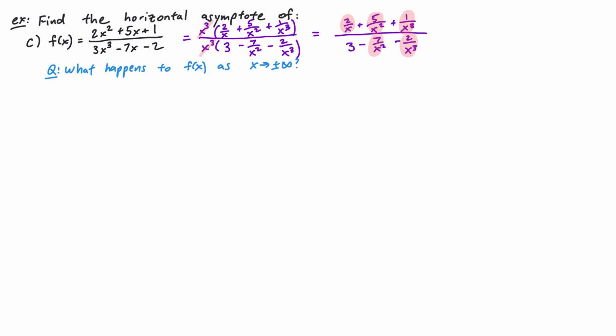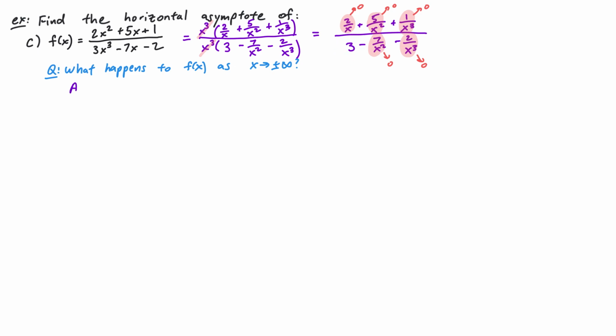As we plug in larger and larger positive or negative values for x, the denominators of those fractions are going to get larger and larger, which means the overall size of those fractions gets smaller and smaller. So eventually, these fractions here will all get closer and closer to 0. And so what's left? In the numerator, all of those terms get closer and closer to 0. In the denominator, what's left is the 3.